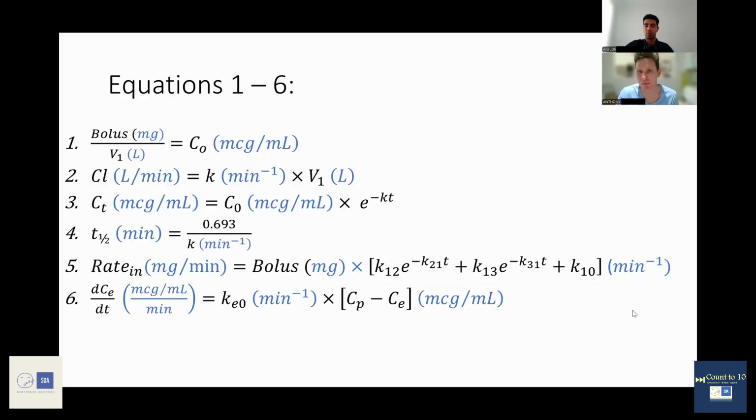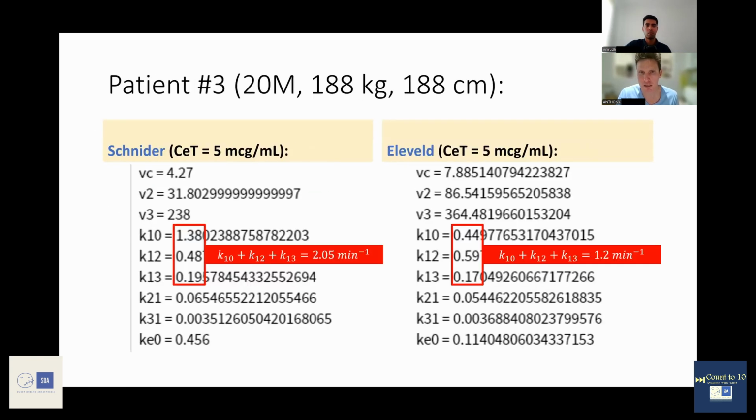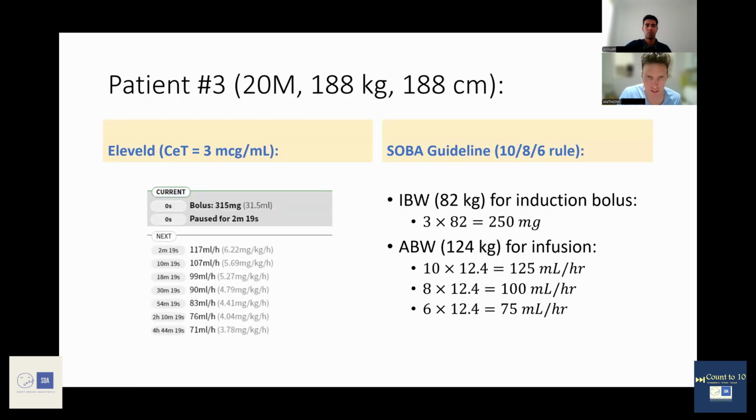You can also just use the manual 10-8-6 rule. This is where you give a bolus dose, and then you run 10 milligrams per kilogram per hour for the first 10 minutes. Then you bump it down to 8 for the next 10 minutes. Then you bump it down to 6 for the next 10 minutes. The trouble there is, we've done these calculations before. You've got to use ideal body weight for the induction bolus, and then you've got to use adjusted body weight for the infusion. Now, you can't change the weight halfway through.